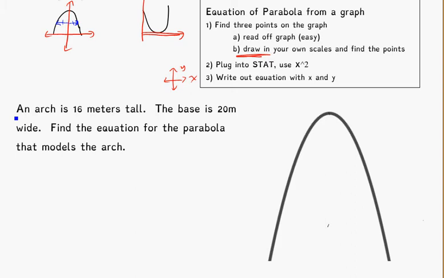So I'm given a bunch of words, and we've got to read through them to figure out what's going on. So an arch is 16 meters tall. Oh, well that means this arch goes up to a height of 16, and the base is 20 meters wide. Oh, okay. So I'd say my base is 20 meters wide. Find the equation for the parabola that models this arch. So we're looking for a rule that I can use to model this arch. It's quite clearly a parabola by the shape of it.